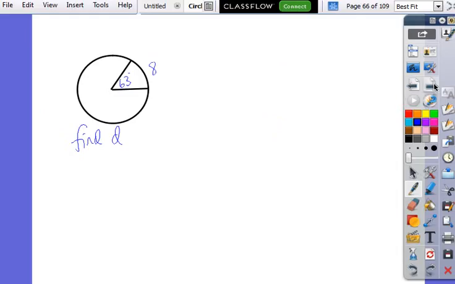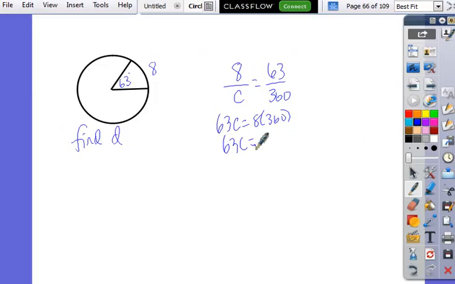All right, so give me the equation and set it up. 8 over C equals 63 over 360. Yeah, it's the outside part for the 8, and the whole thing is C. Part of the circle degree-wise is 63, whole circle is 360. Cross multiply: 63C, 8 times 360. What is 8 times 360? 2,880. All right, divide by the 63. 45.7. So there's my C.